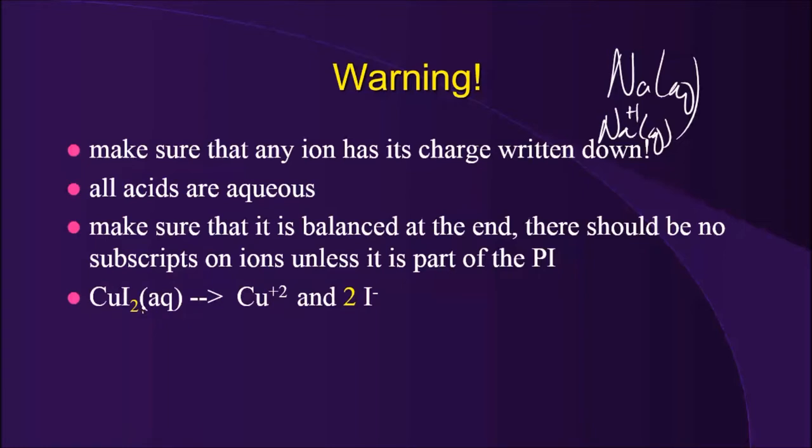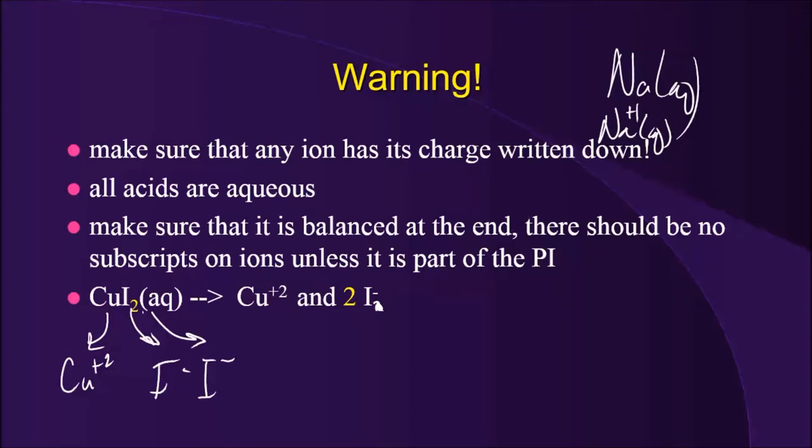CuI2, you should not have an I2. That's the only time you have these little numbers is when you're dealing with a polyatomic ion. So really, CuI2 means you have a Cu coming apart and two I negatives. So you write it as Cu plus 2 and two I negatives.